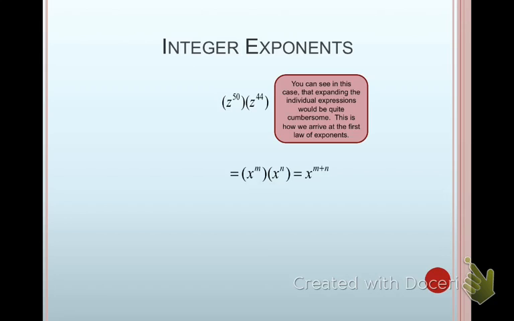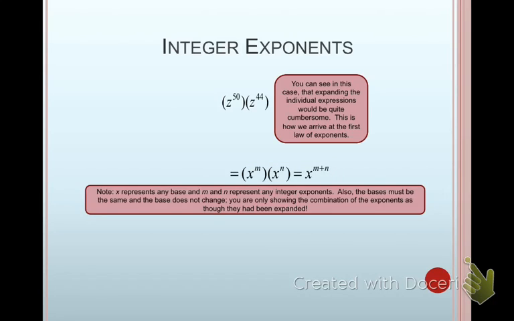So, anytime we're multiplying like bases, we can add the exponents. Therefore, z to the 50th times z to the 44th would actually end up being z to the 94th, and we get that by just adding 50 plus 44.